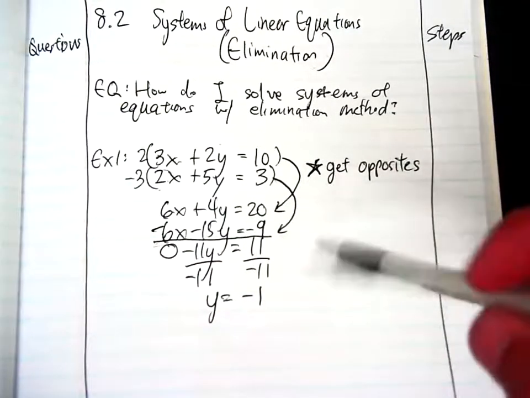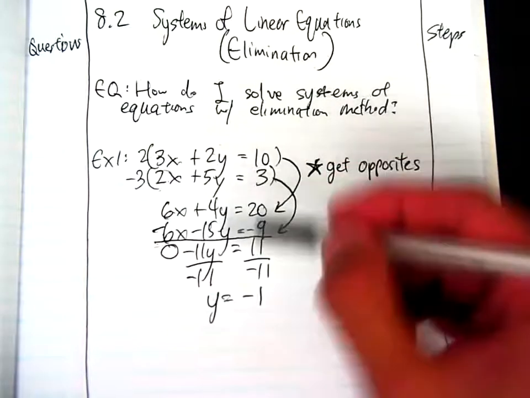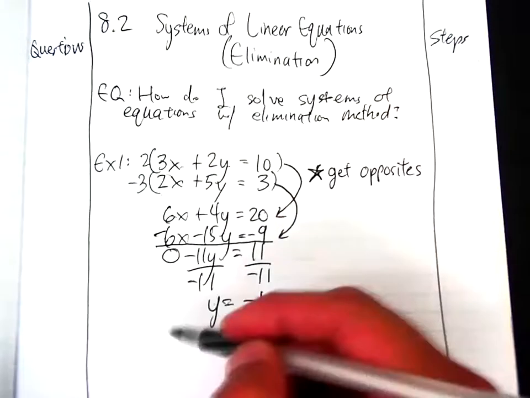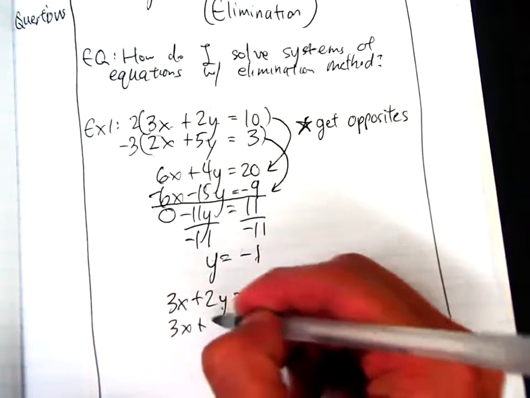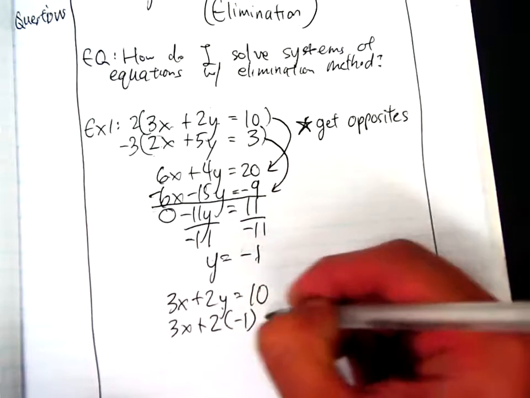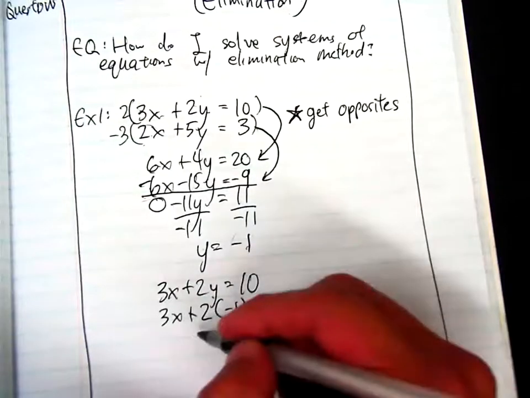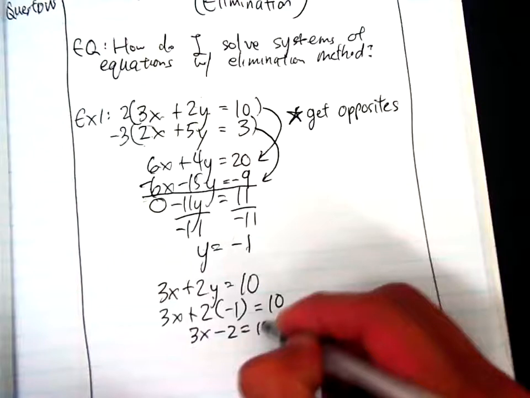Good? Okay, so the last part is I need to find my x now that I have my y. So I'm going to plug into one of the original equations. I'm going to take negative 1 and plug it in. My original equation was 3x plus 2y equals 10. So 3x plus 2 times negative 1 equals 10. So then it'll be 3x minus 2 equals 10.